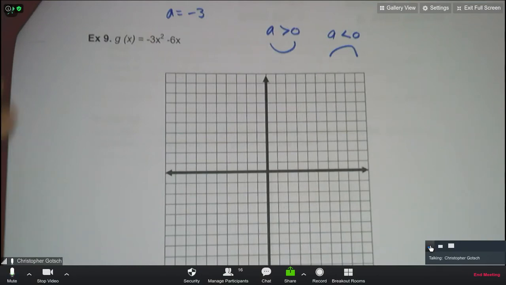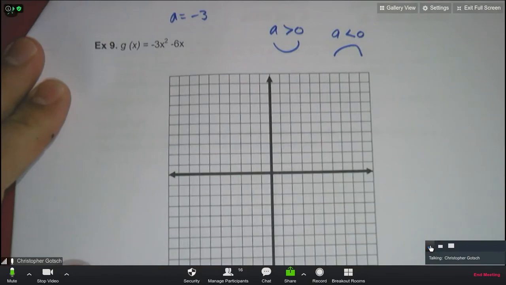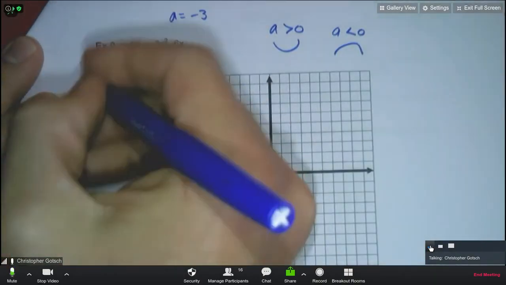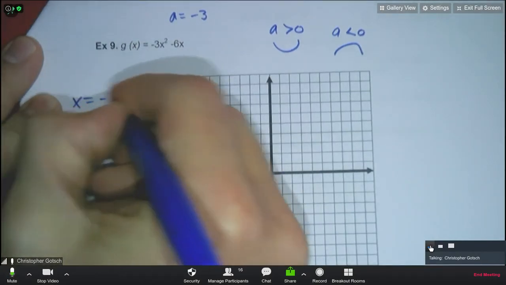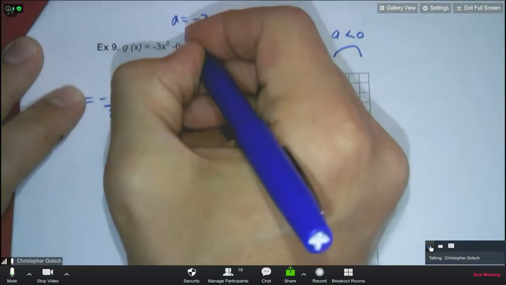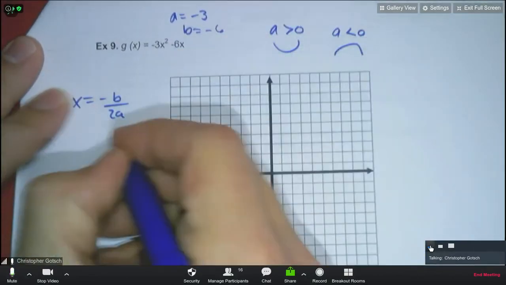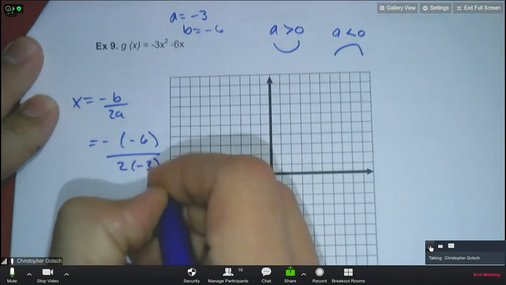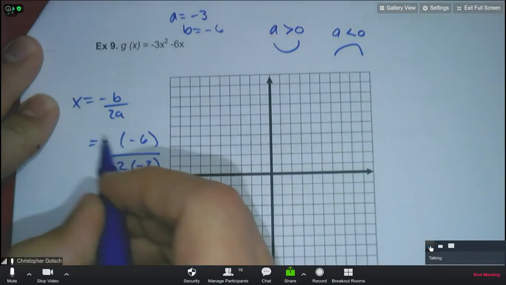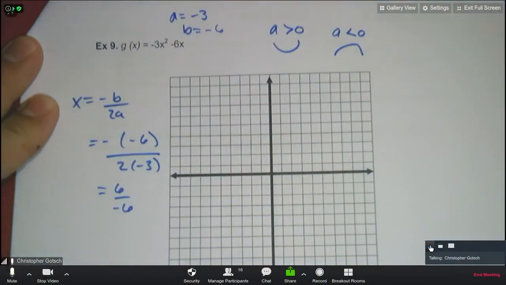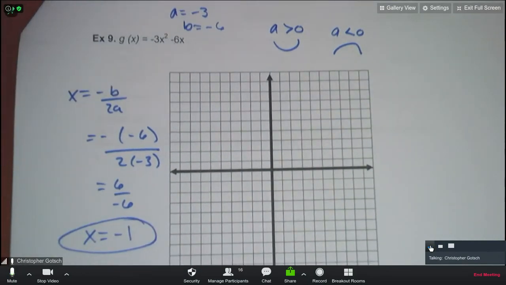Now, again, I don't want to complete the square. Plus, I've never shown you how to complete the square when there's a number there, so we're not going to do that. We're going to do x equals -b over 2a. So we know a, and b is that -6. So we plug in a negative -6, and then 2 times -3. Negative times the negative is a +6, and 2 times -3 is -6. Final answer for my axis of symmetry, I got x equals -1.